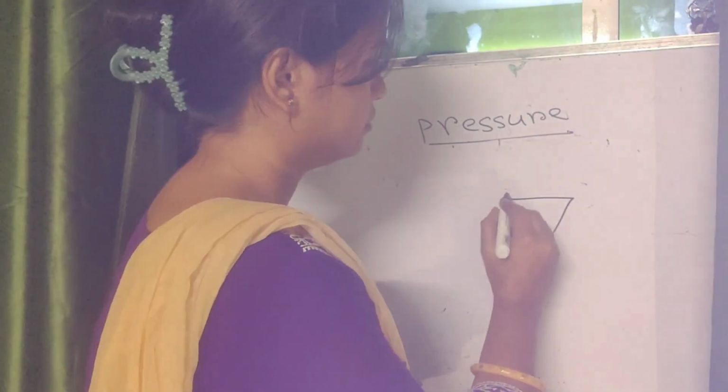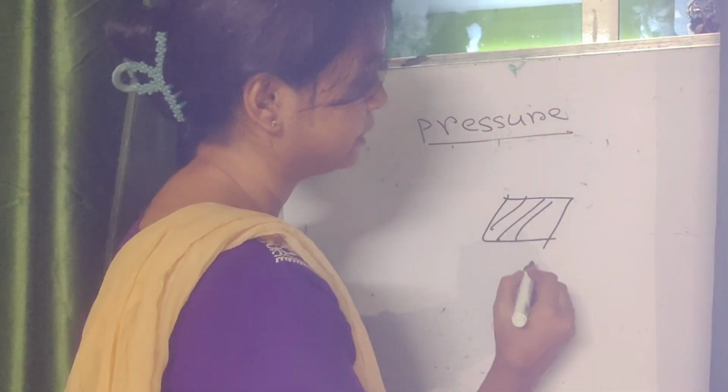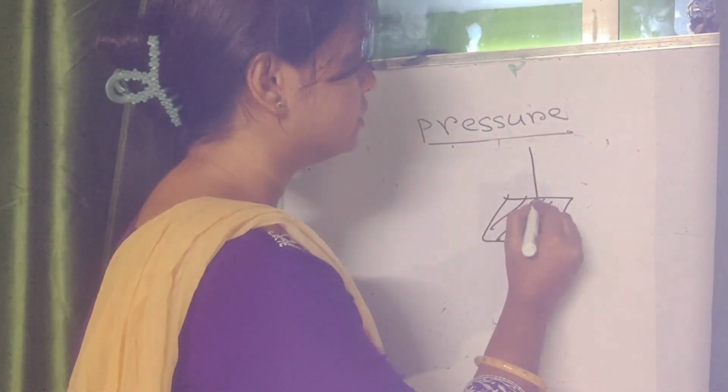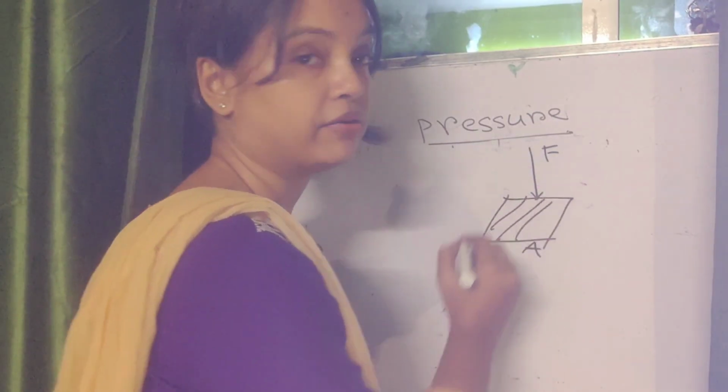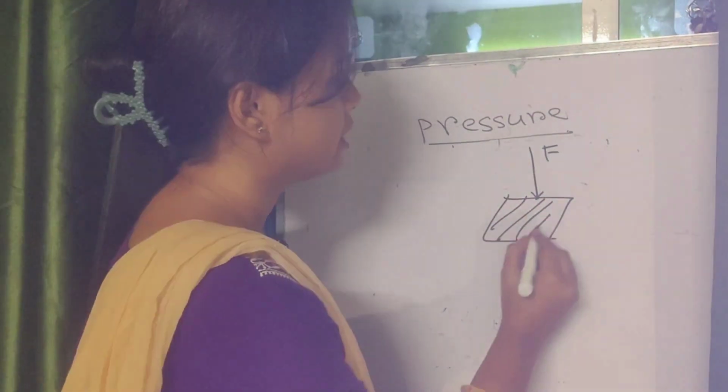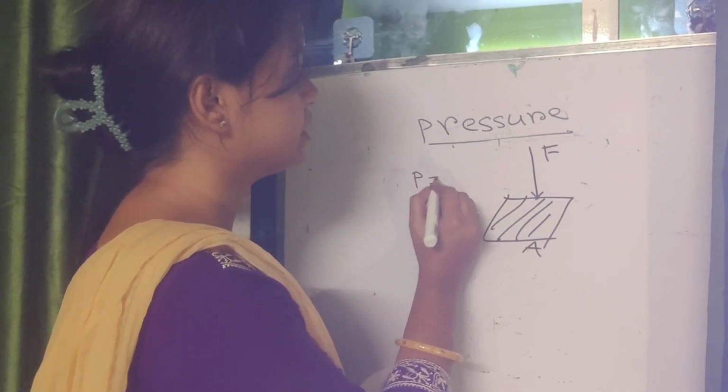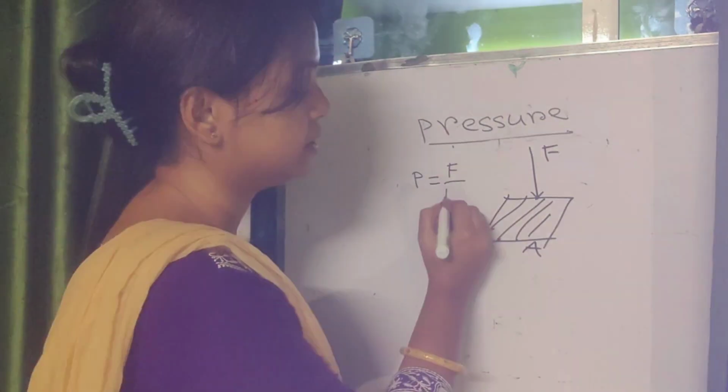Pressure is the force applied normally by an object per unit area. And the normal force that is applied on the area is called thrust. So, if this is the area A and the normal force applied is F, then it can be represented by P equal to F by A.